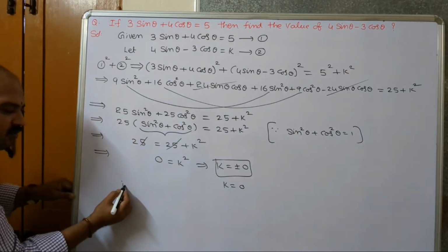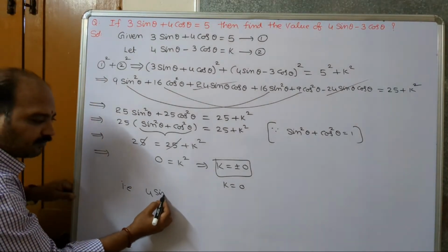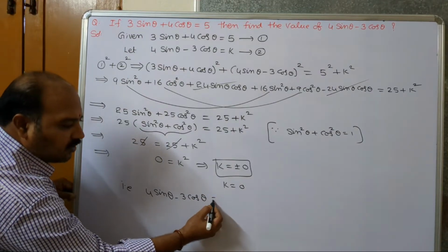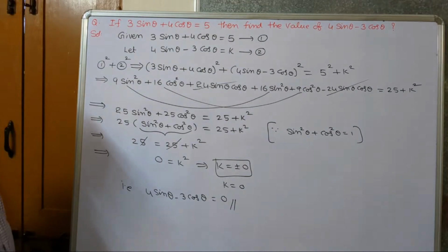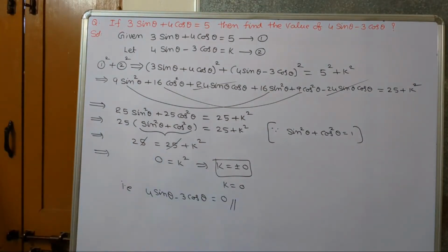That is, what value did we get for k? 4 sin theta minus 3 cos theta is equal to 0. Okay, dear students, I hope you understand. We'll move on to another question now.